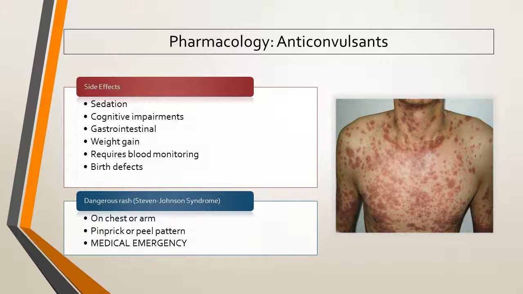It is important for patients to keep an eye out for rashes, as some anticonvulsants, especially lamotrigine or Lamictal, can cause dangerous rashes. These rashes are often on the chest or arms and may have a pinprick pattern or peel. It is considered to be a medical emergency if your patient has a rash. Assist them in getting in to see their provider or go to the emergency room. Help your client contact their provider with any concerns about side effects.